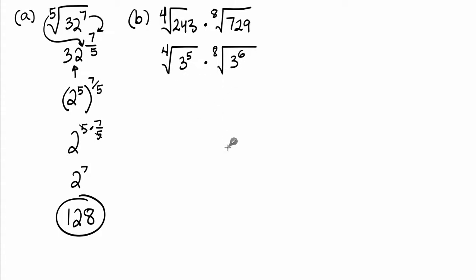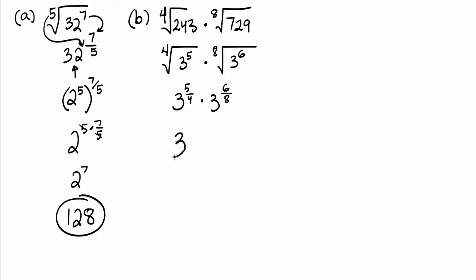Now, translating each of these radicals using the method discussed in the first example, in the first radical, 3 would be raised to the 5/4 power, and in the second radical, 3 would be raised to the 6/8 power.